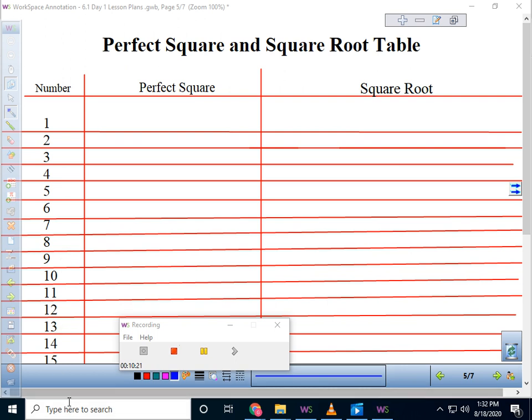Hopefully you have enough lines on your paper. If not, you might have to go to the next page. In the next column, and notice it's a little fatter, this column, I want you to write "perfect square." And then in this column, I want you to write "square root." And what we're going to do is we're going to build this table.